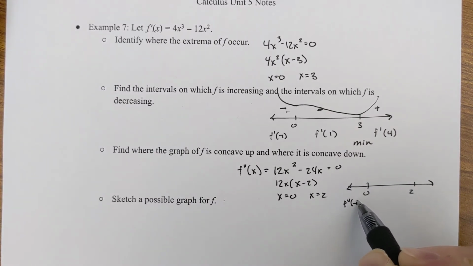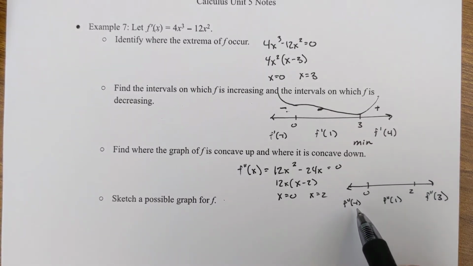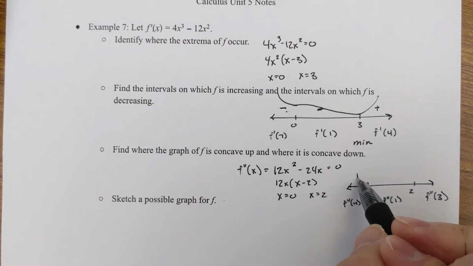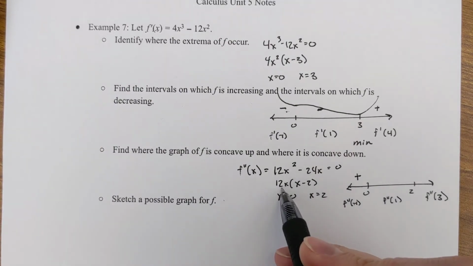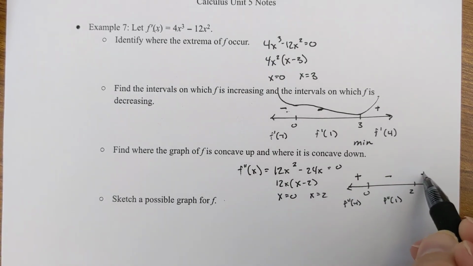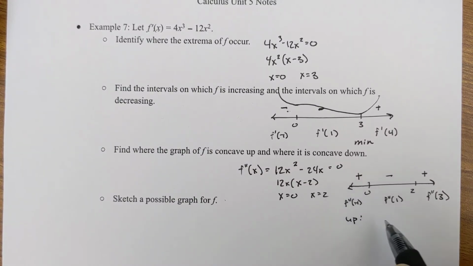So f double prime of -1, f double prime of 1, f double prime of 3. So if I'm plugging into this equation, when I use -1, I get -12 times -3, that's positive. If I plug 1 in, that's 12 times -1, that's negative. If I plug 3 in, that's 36 times 1, that's positive. So this graph is concave up from -infinity up to 0, and then from 2 to infinity. It is down between 0 and 2.